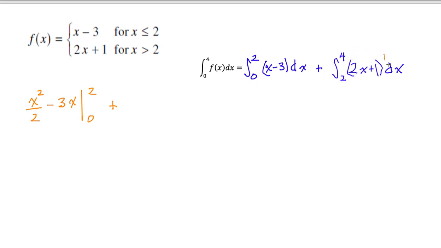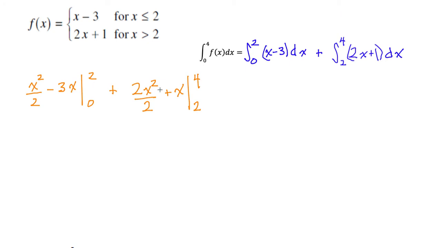That only happens when this is a power of 1 or when there's nothing there. So just antiderivative 2x goes up to the power of 2, divide down by 2, and then plus x, evaluation bar between 2 and 4. All right, so how much room do I have? Plenty of room. Okay, so these 2's cancel out. Let's go ahead and plug in this 2.